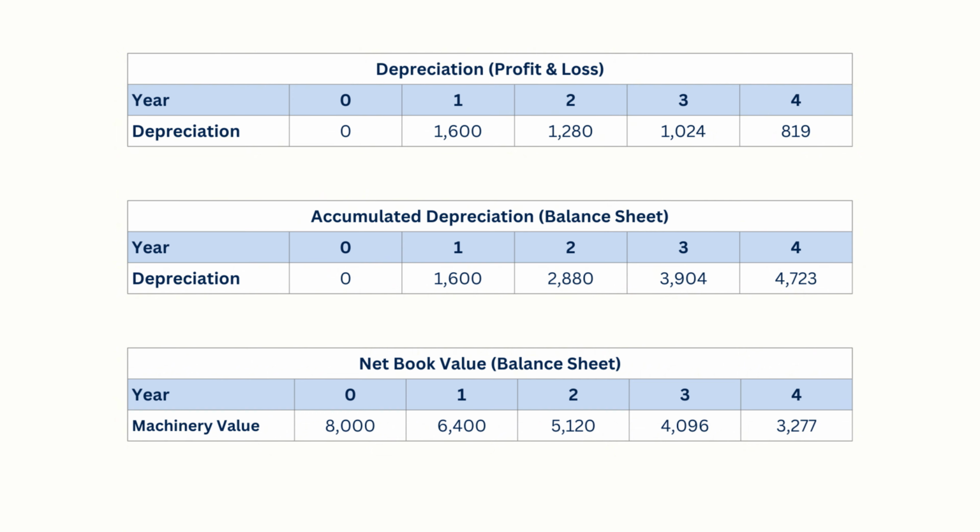Let's look at the summary tables. Profit and loss, accumulated depreciation, and net book value. The profit and loss table shows that depreciation is highest in year 1 and lowest in year 4. The accumulated depreciation builds up each year. The net book value steadily reduces but never reaches zero. Unlike straight-line depreciation, reducing balance does not guarantee that the asset will depreciate exactly to its residual value.